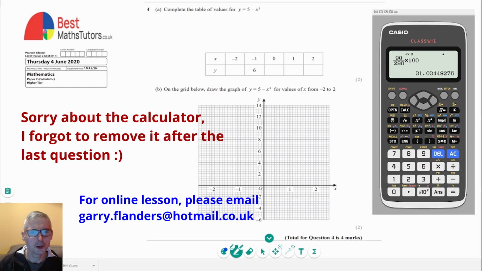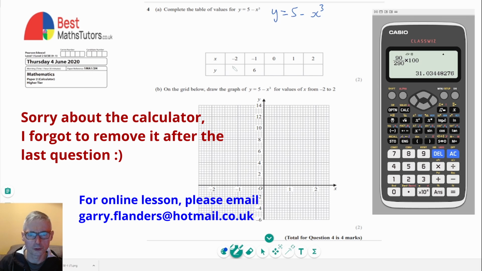This is question 4, and it's a question about plotting a graph. And in this case, it's a non-linear graph, because we can tell that because it's got a power of 3 there. So that is y equals 5 minus x cubed. So a cubic graph is not going to be a linear graph.